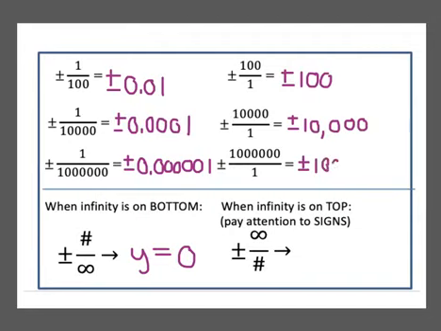So what happens when we have a very large number on the top? What is our function approaching? Our expression just keeps getting larger and larger. It's not approaching any number. So when infinity is on top, then we can say that our function is approaching either positive or negative infinity.